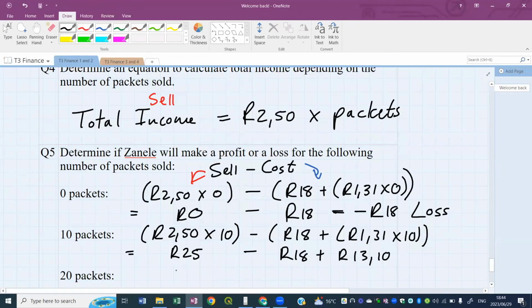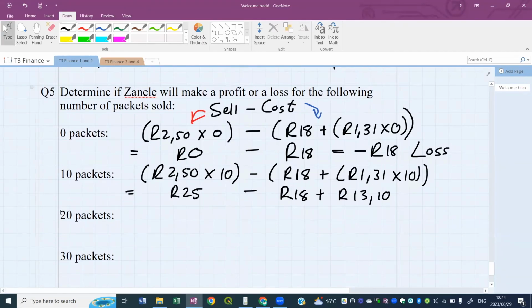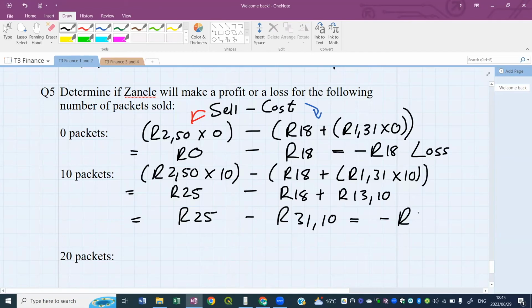So what is 18 plus 13 Rand 10? Let me make some space here quickly. All right, so let's go further. We've got 25 Rand minus 31 Rand 10, which equals negative 6 Rand 50.